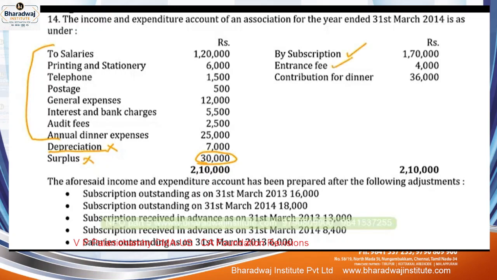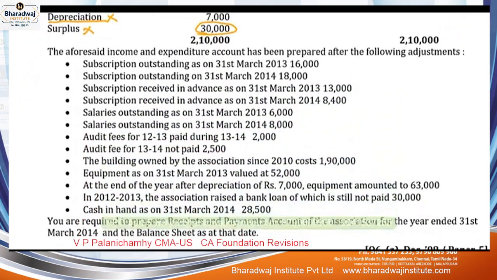Then subscription receipt you have to find out, entrance fees you have to find out, contribution for the dinner you have to find out. What is the amount collected you have to find out based on the adjustments. All these things will come in receipts. Of course, this will come in payments. Go to the adjustments, please. Subscription outstanding on 31st March is given. This is opening balance. Next one is closing balance. Receipt in advance, opening balance and closing balance is given. Same like the last problem, you have to prepare subscription account to find out the balance.